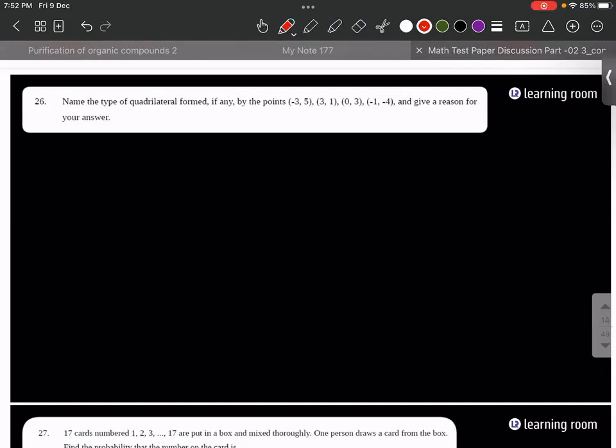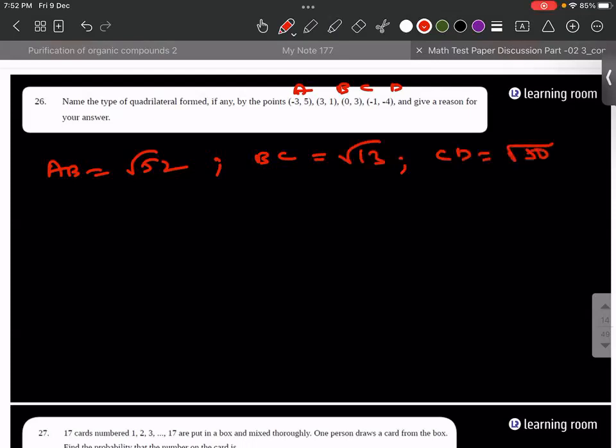AB is root 52, which is 2 root 13. BC is root 13. Then it's root 50 and root 85. Okay, so no quadrilateral.